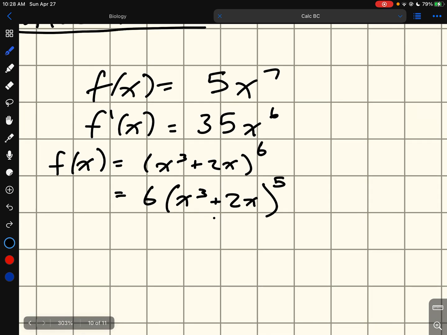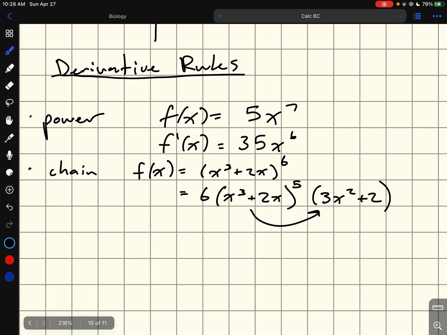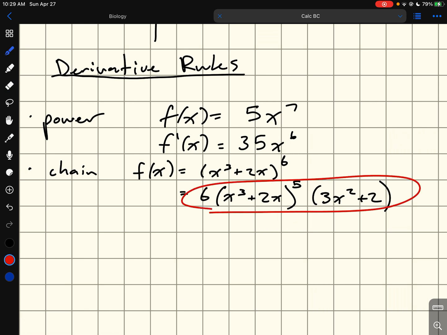And then you can chain rule the inside, which means you take the derivative of the inside. So the derivative of the inside is 3x squared plus 2. So this would be the derivative of this right here. So remember, at first, keep it all together, and then you can take the derivative of the inside. That's chain rule.